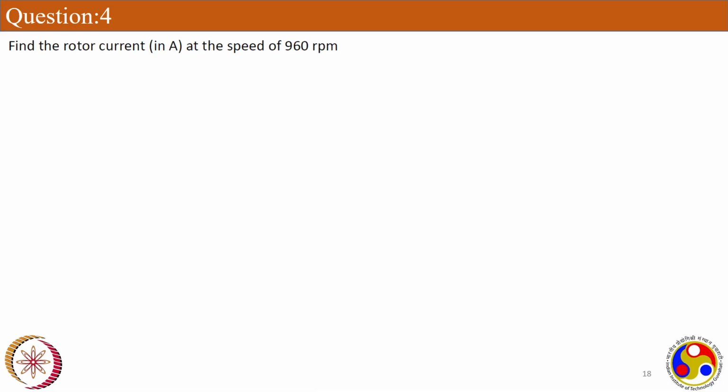Okay. Now the next question: find the rotor current at the speed of 960. So now our rotor is not at standstill anymore. There exists some speed of the rotor, so there exists some slip of the motor. See, now we have been given RPM. RPM means capital NR, right? Capital NR is given as 960. So let's calculate the slip now.